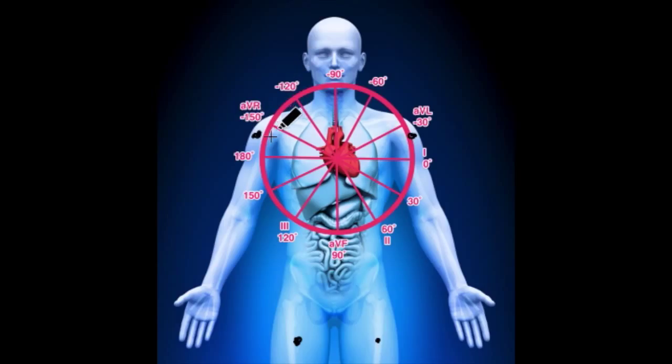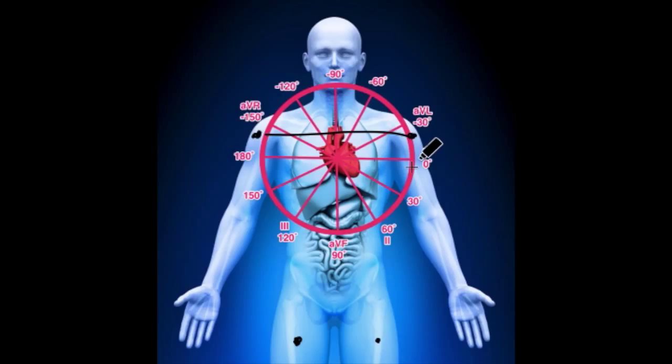Bipolar leads are leads that use these electrodes as poles, and really the monitor is nothing more than a super fancy voltmeter that watches electricity as it travels from pole to pole. So as electricity travels from this electrode here to this electrode here, that is lead one. Kind of makes sense, doesn't it? Look here, it most resembles this line here, which is lead one.